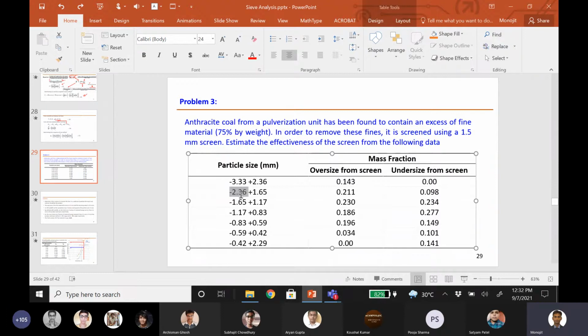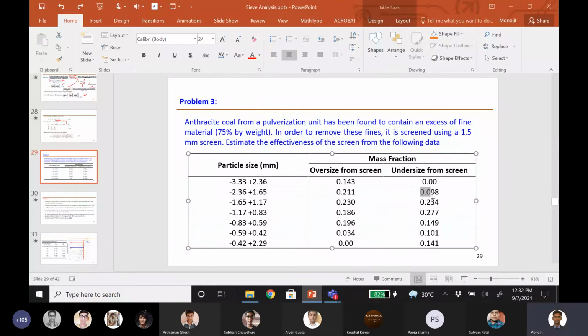Okay, Archishman, this is a fraction. This part is clear to you. This is a fraction which has a specific size range, and this is the weight of that specific fraction. Weight fraction means the weight of that mixture in this size range divided by the entire weight. That is 21% if you take the mixture from oversize, of the entire screen.